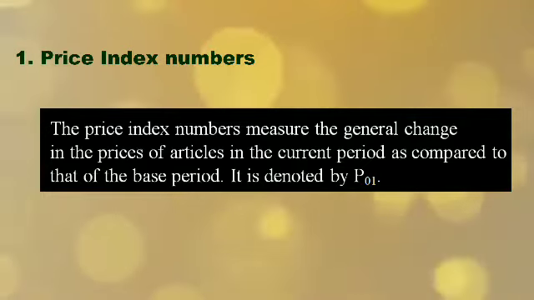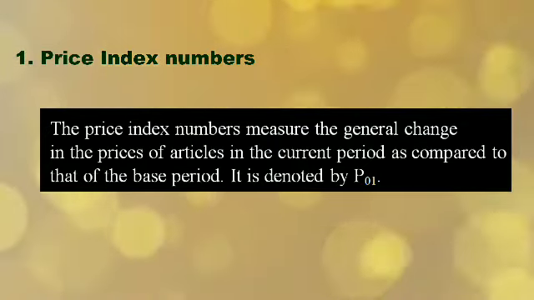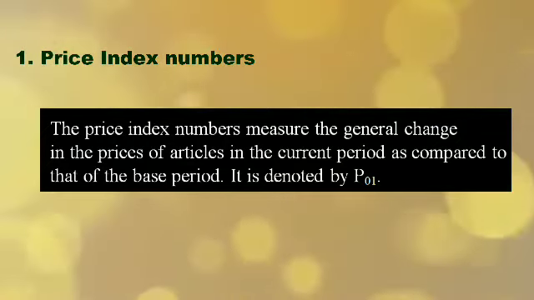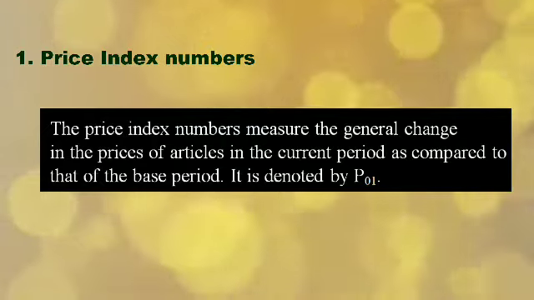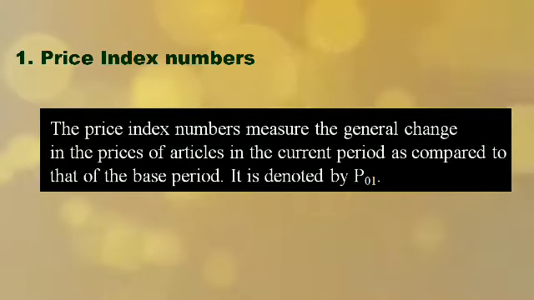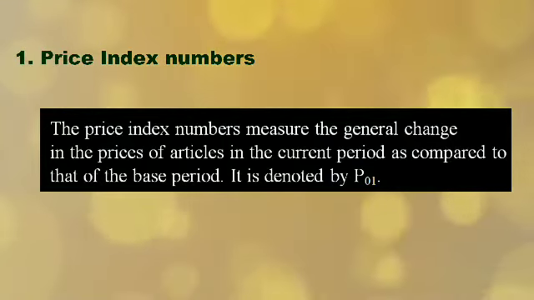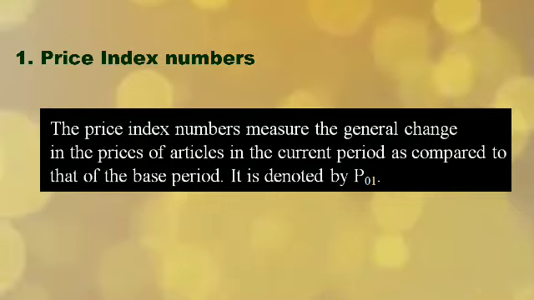The price index numbers measure the general change in the prices of articles in the current period as compared to that of the base period. So in index number, our main intention is to compare the values either in terms of price or in terms of quantity or in terms of value. So first let us discuss the price values.